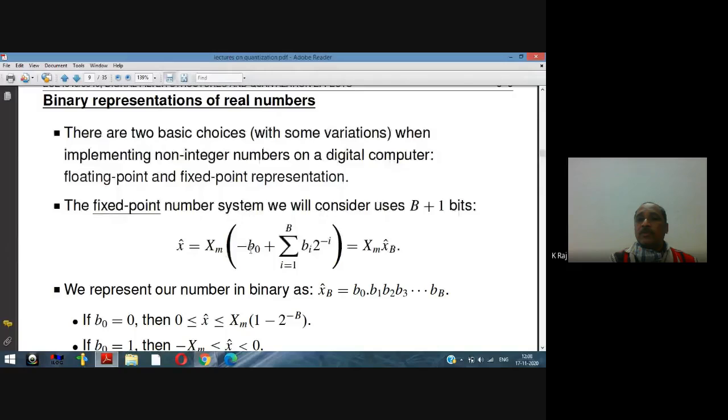Then b plus 1 is the total number of bits, and the weights are 2 to the power minus i. This may be represented as the maximum value of x multiplied by x_b that can be represented with a finite number of bits here. Now, if we are trying to represent x_b with the help of b plus 1 bits, starting from b0 to b_b, the total number of bits required is b plus 1. This is the representation of the general word length here.